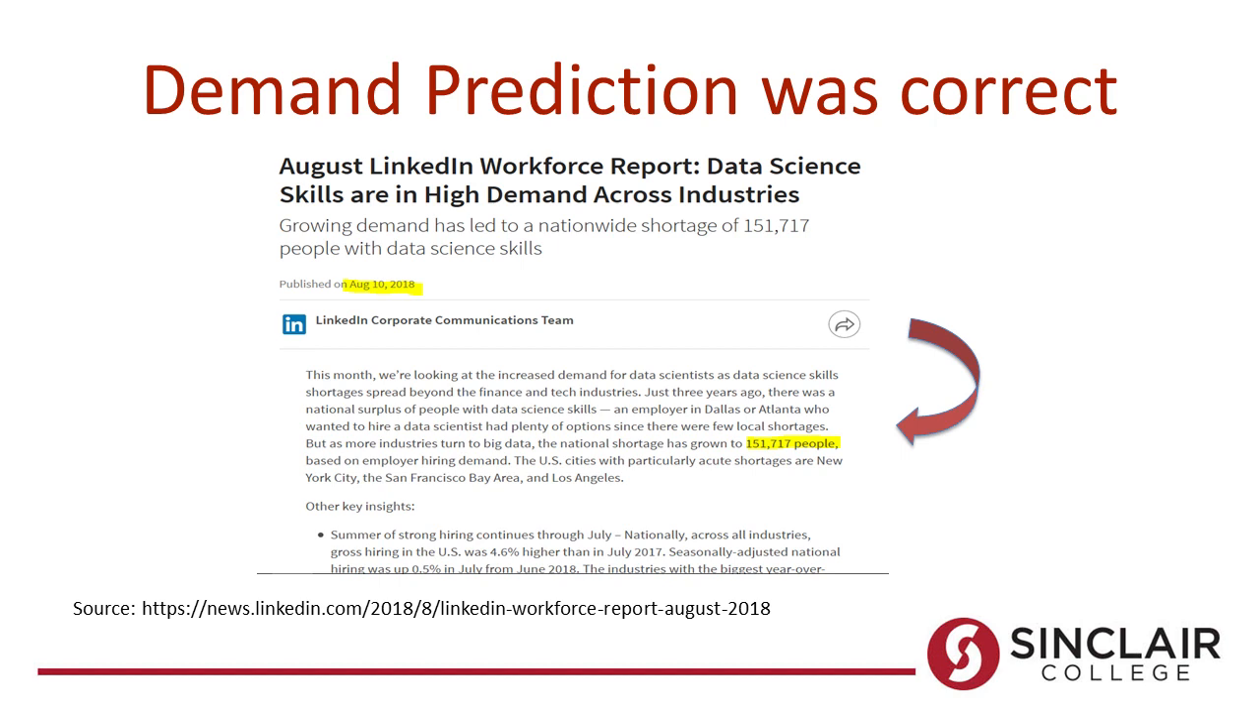And then I received an email in 2018, back in August. And this is what it said. There is a need for 151,000 people who have skills in data analytics.